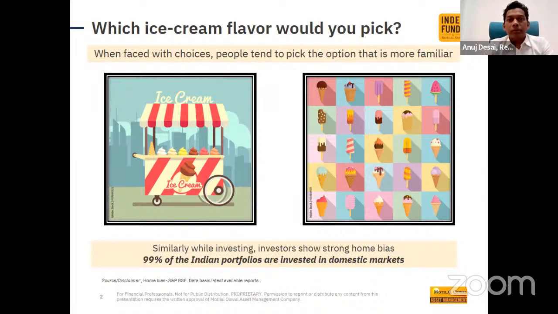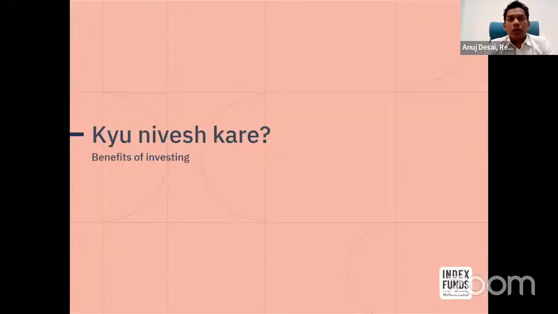Most investors do not invest into international markets because they do not know how they can invest, or which stocks are out there in the international markets. If you look at Indian markets, roughly 99% of the money is invested into domestic markets only. Only 1% gets invested into international markets. That shows a very strong home bias. Now I'll touch upon why you should be investing into international markets.